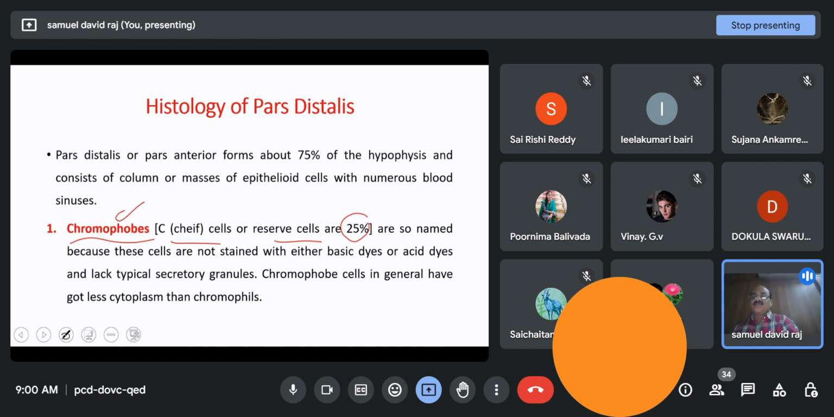They are called chromophobes because these cells are not stained with either basic dye, acidic dye, or neutral dye. They're unstained cells. Chromo means pigment, phobo means hating. So they hate the pigmentation. That means they do not get stained. Why do they not get stained? Because these are non-secretory in nature.